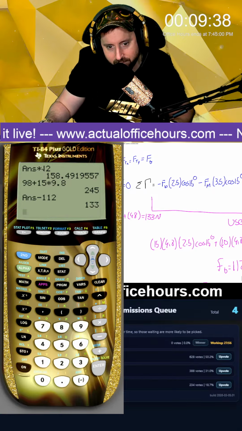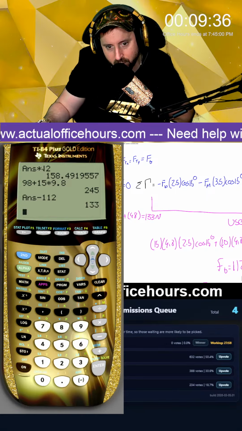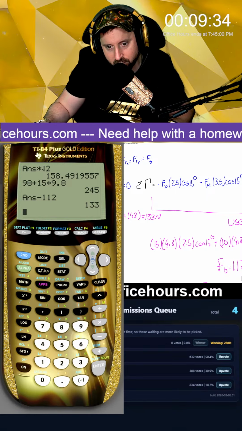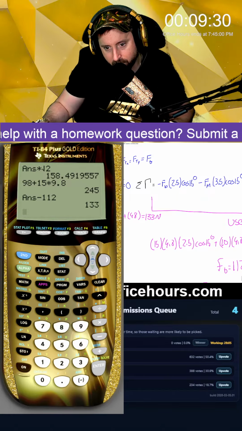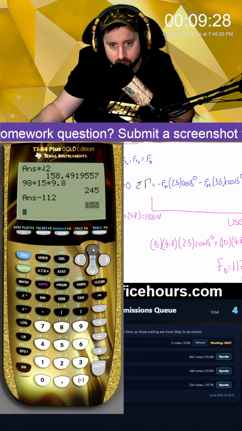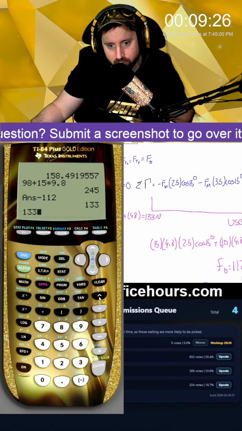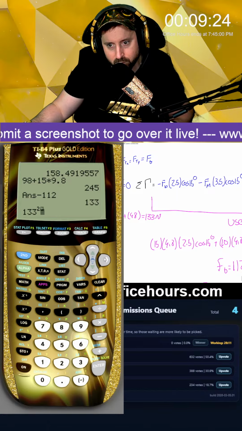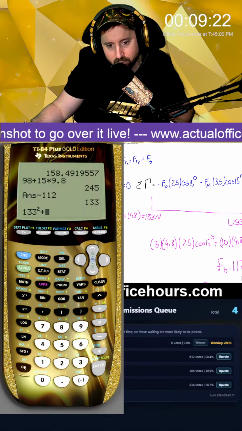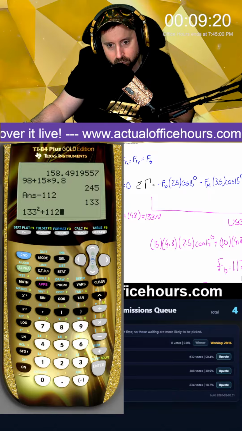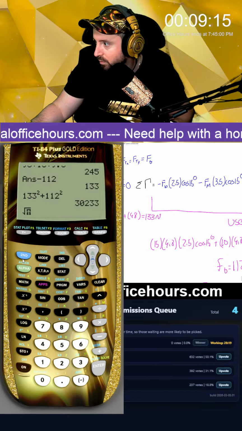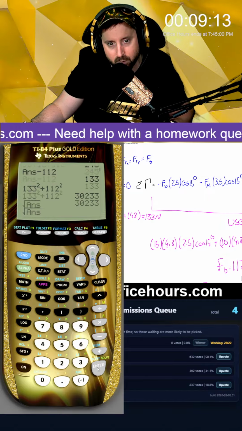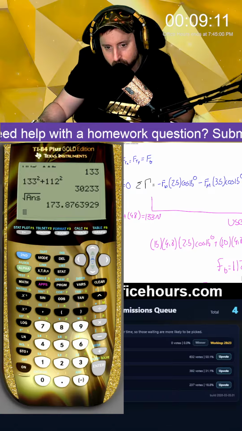Okay, so then FH total is the square root of FHX squared plus FHY squared. So let's just square those two things. So this squared plus 112 squared, square root, and we're going to get 174 newtons.